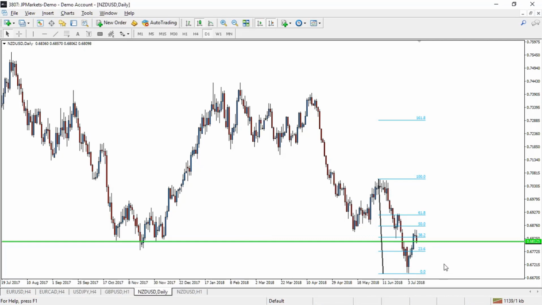So what I'm doing here on the New Zealand US dollar on the daily, now this is daily, so you only have to check it once a day, although I do have a habit of checking it a lot more than that, is we're going to be looking for a turning point off here.